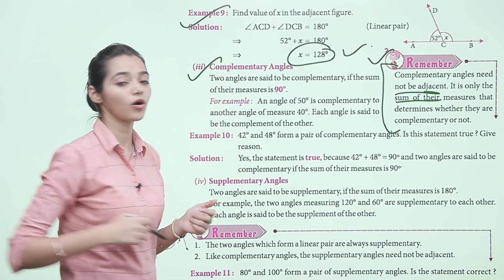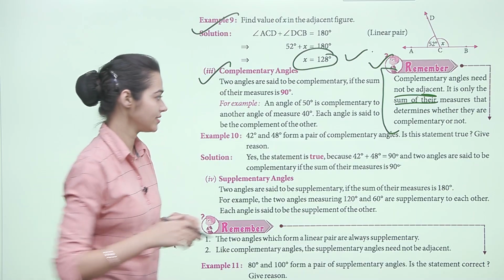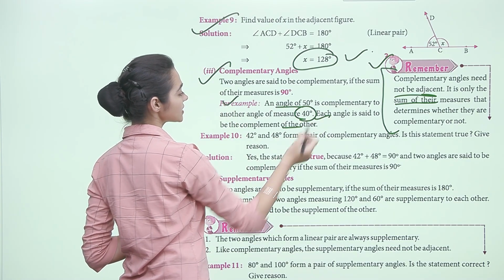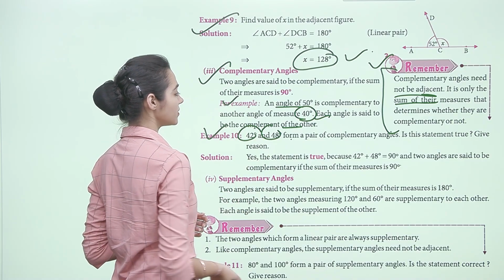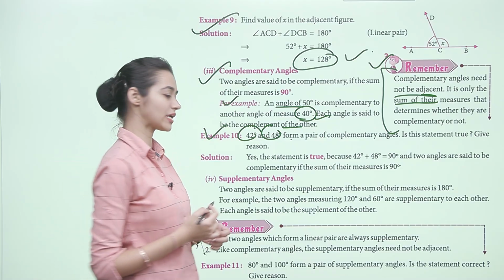The complementary angles: two angles are said to be complementary if the sum of their measures is 90. For example, an angle of 50 is complementary to an angle of 40. Each angle is said to be the complement of the other. For example, 42 and 48 form a complementary pair. Why? Because when we add, it gives us a sum of 90 degrees.